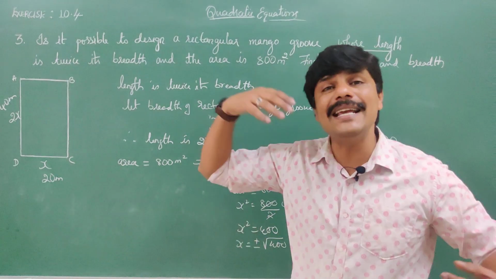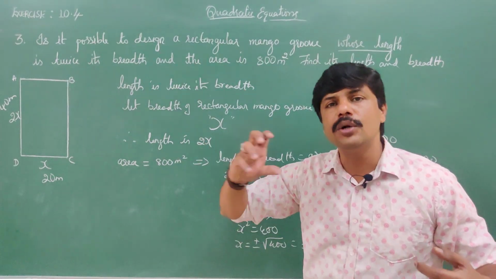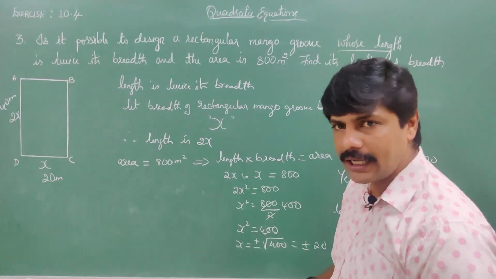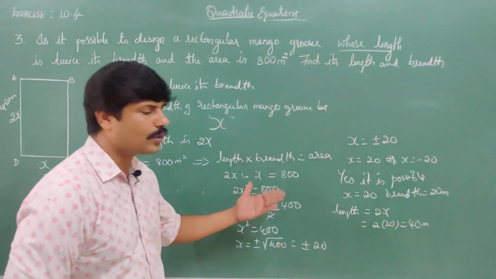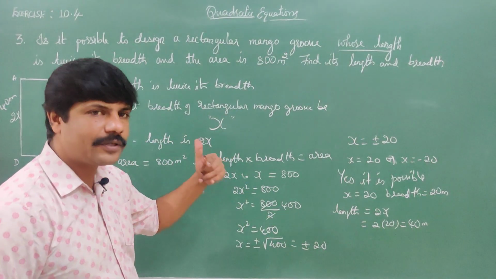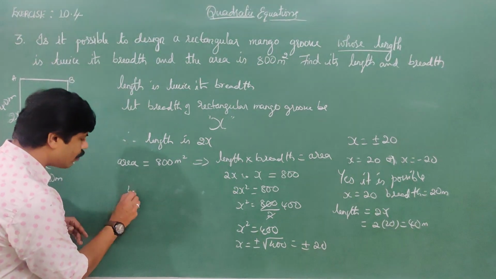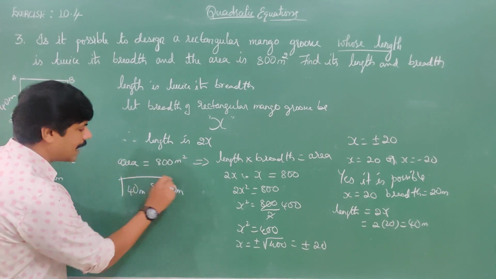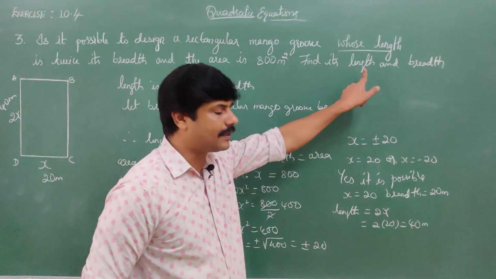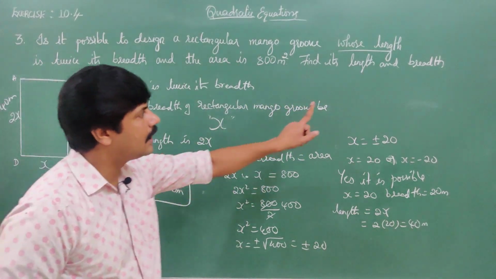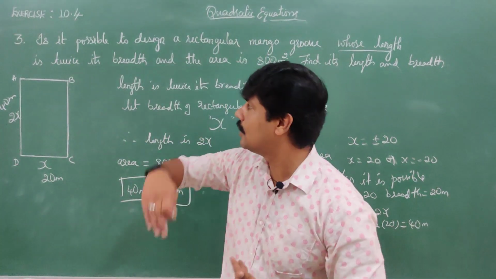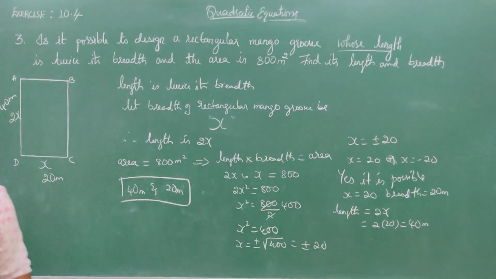Length is twice its breadth. Therefore, 20 into 2, that is 40. Length is 40 and breadth is 20. What is the answer? 40 meters and 20 meters are the answer. Find its length, 40 meters, and breadth, 20 meters. Understand now? Now we'll jump into the next question.